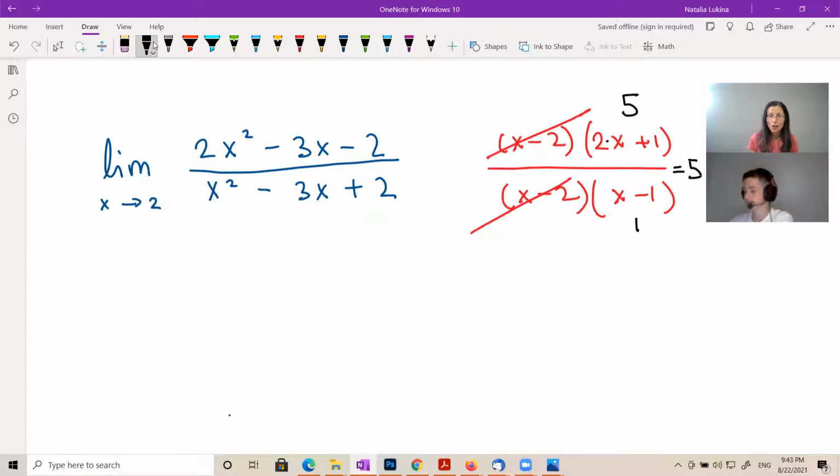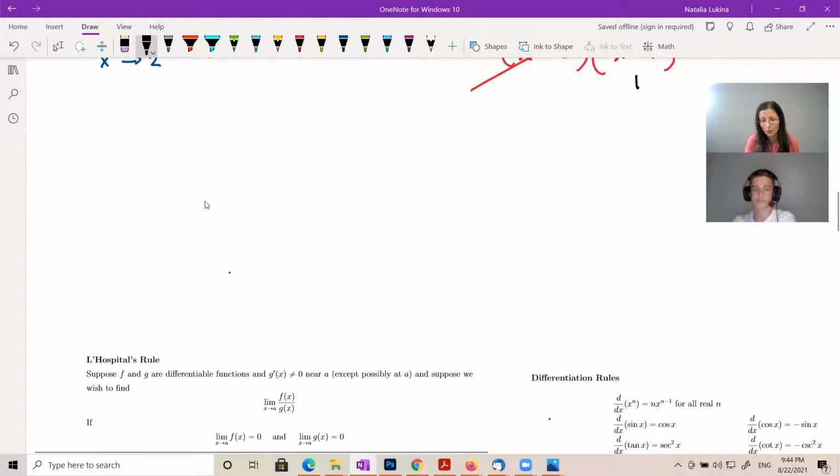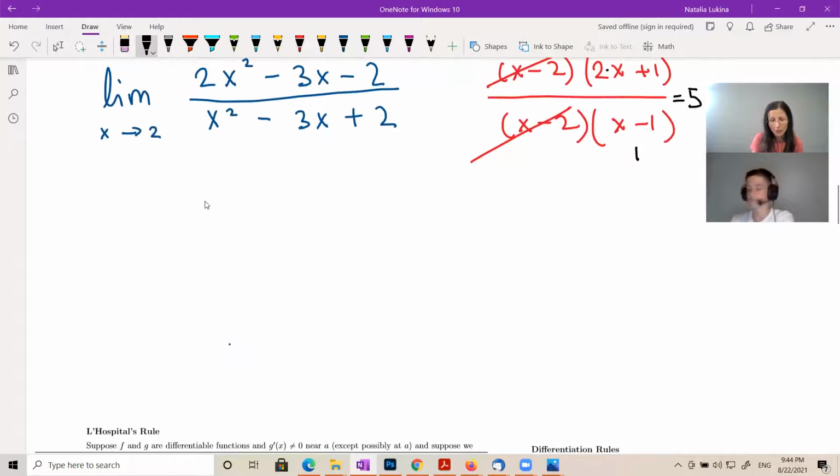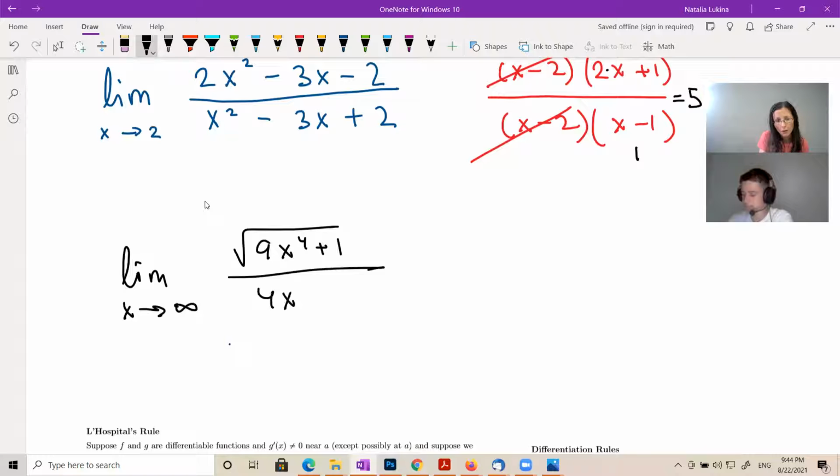All right. So you either can plug in the value and it works. And if it does not, in many cases, you can simplify the expressions by factoring and canceling the like terms. All right. So let's look at more examples. Here's the next one: limit as x goes to infinity of square root of 9x to the 4th plus 1 over 4x squared plus 3.